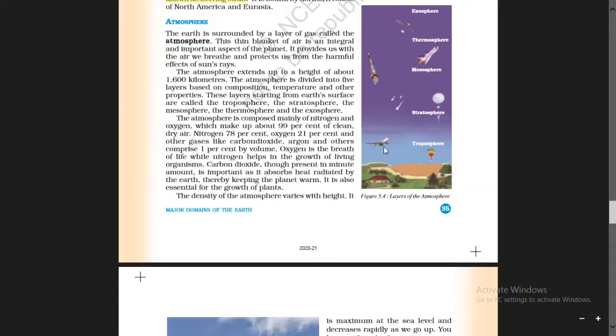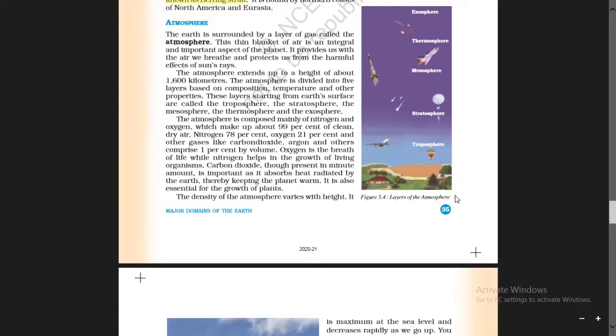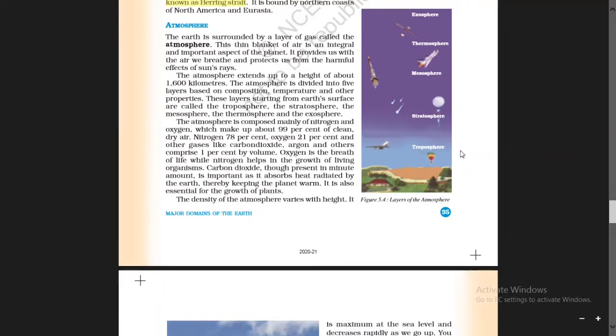See the level diagram which is given on page number 35, figure 5.4, layers of atmosphere. You can see, boys, the different layers. This diagram has been given here. You can draw it in your notebook and you must know it.